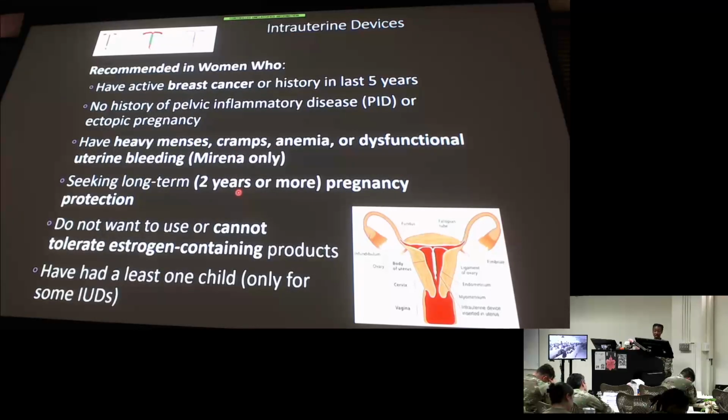Long-term pregnancy protection, okay, so for at least 2 years, or for whatever reason they can't tolerate, don't want to have estrogen, you can use these for those. So can't tolerate or don't want to use those estrogen-containing products. And we say that if they've had at least one child for some of these IUDs. Again, that is a patient conversation, that is the patient's choice. As long as you document whatever they said.